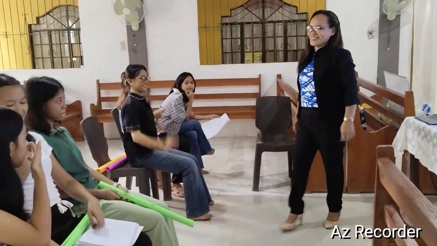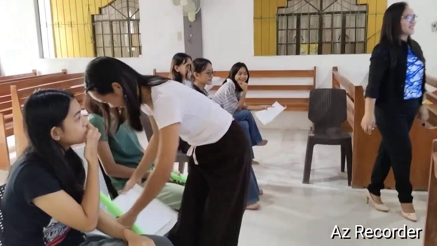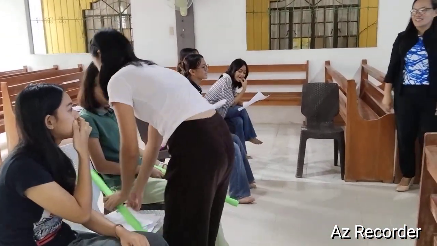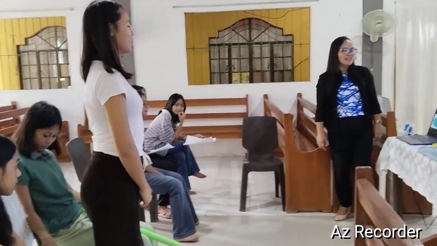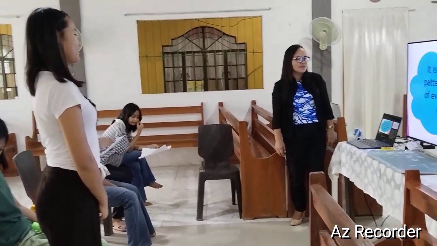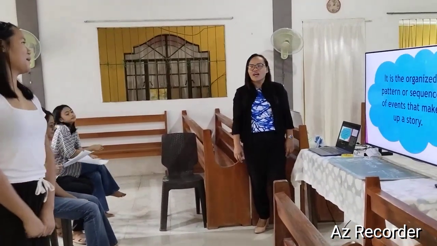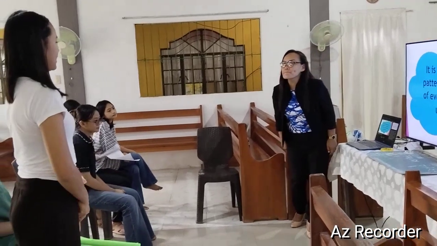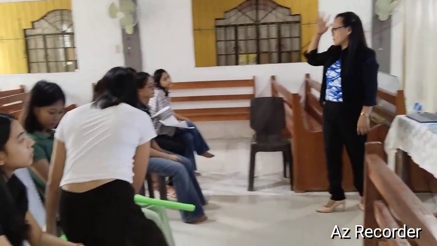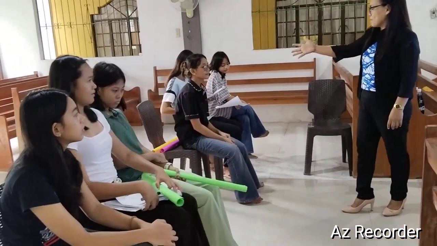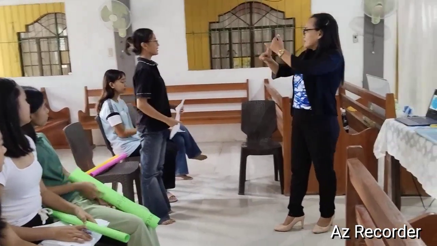I saw Gail again, she raises her hand first. Go, Gail. It is the organized pattern or sequence of events that make up the story. Okay, it's a plot. And take note that plot has parts. Yes, my dear Jances, can you name the parts?